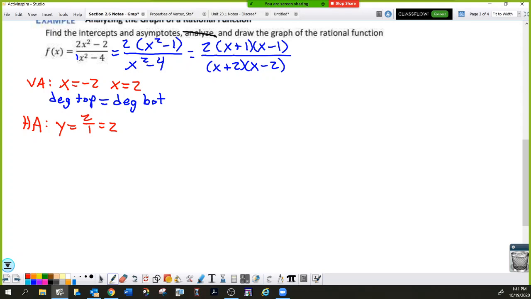Okay, how about the intercepts? Y-intercept, same way it was last time. If you want to find the y-intercept, you just plug in x equals 0. Hey, look what happens if you plug in x equals 0. You get -2 over -4.